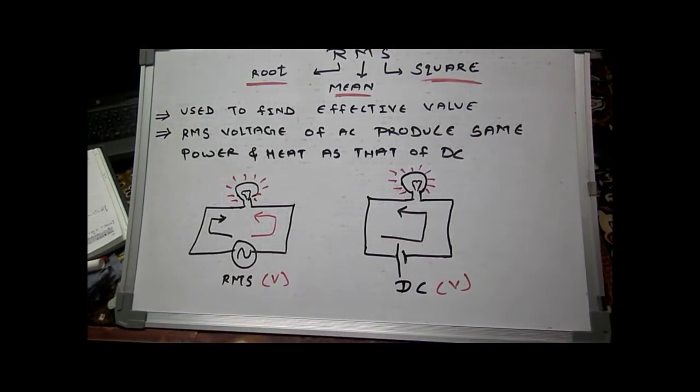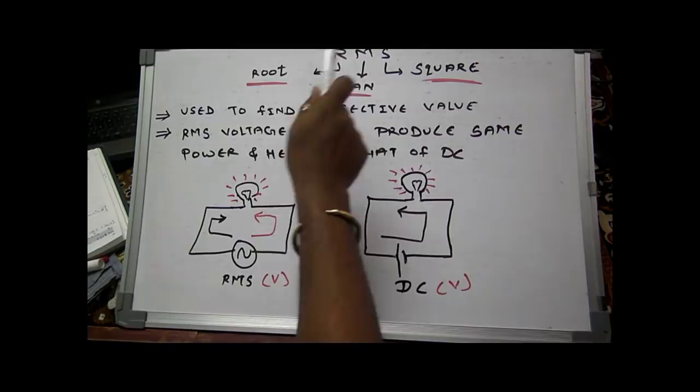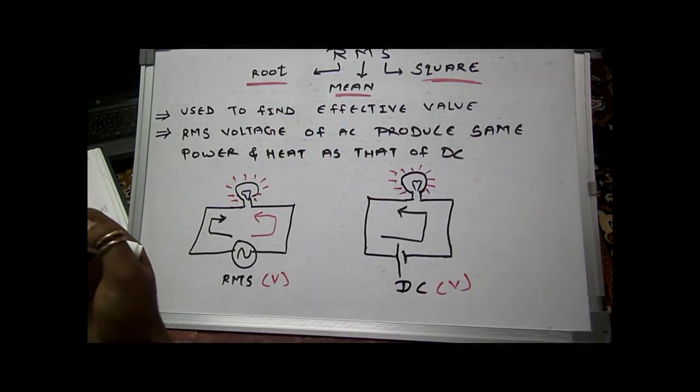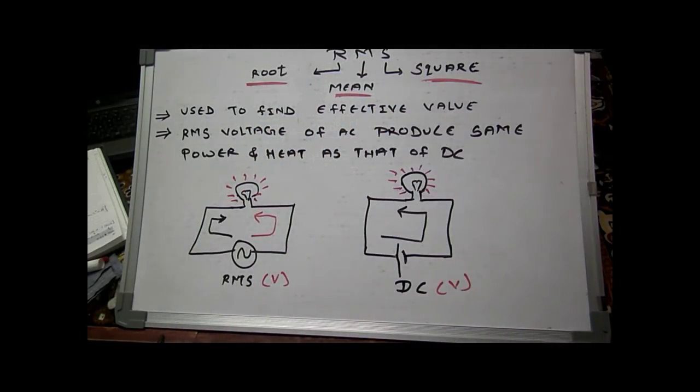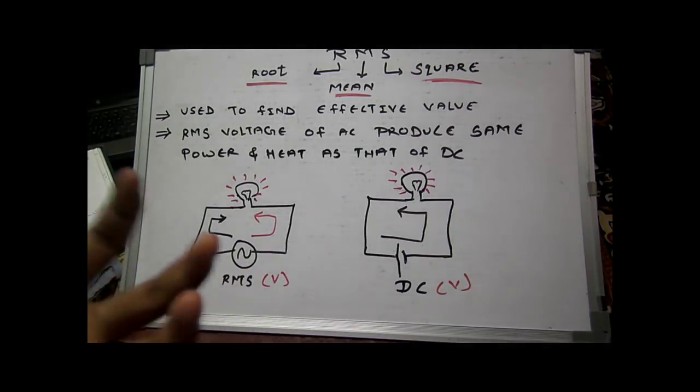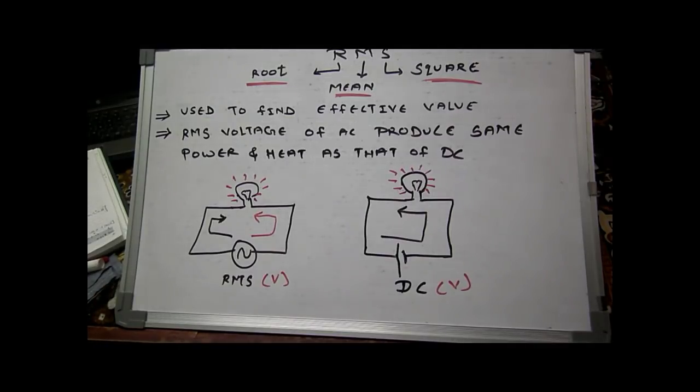So let's now see what is RMS. RMS stands for root mean square. So why is RMS used? RMS is used to find the effective value. As we just saw, average value is not enough to give information about that signal, about that voltage, because in average, if there is a symmetry in the waveform, then the average becomes 0. To tackle it, we use RMS. It gives the effective value of that voltage or current.